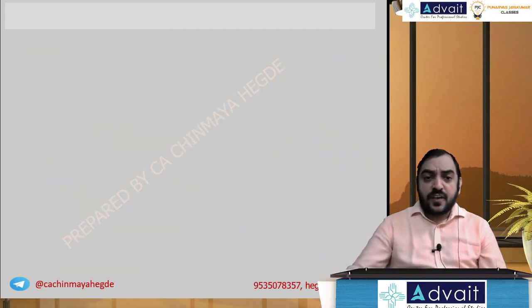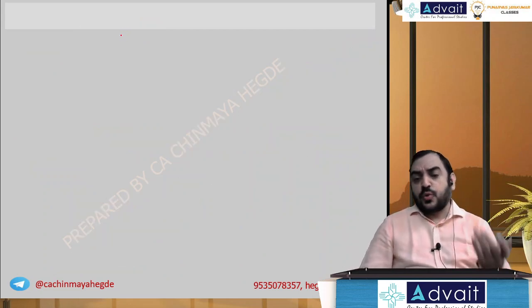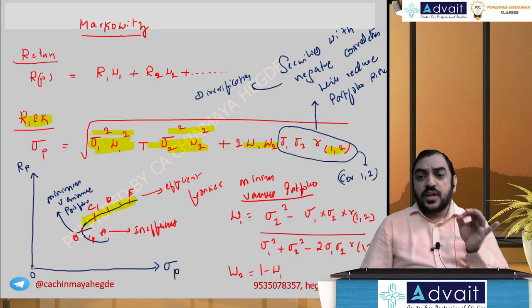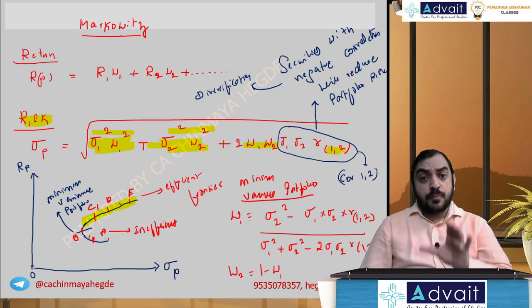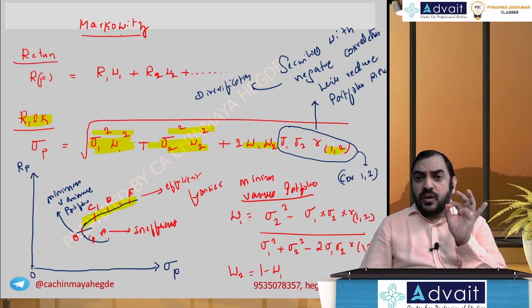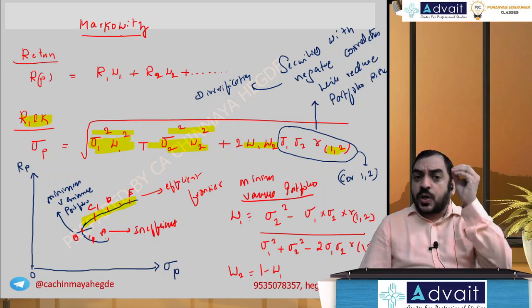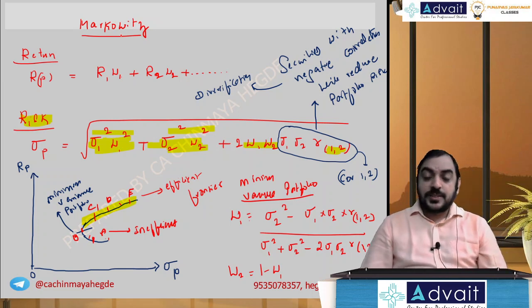Okay, next we have improvisation of Markowitz. Now, what is the main limitation of Markowitz? It's definitely a very important model. From the exam point of view also, you will have a lot of questions from this model. But what is the one small factor which is not covered in Markowitz?